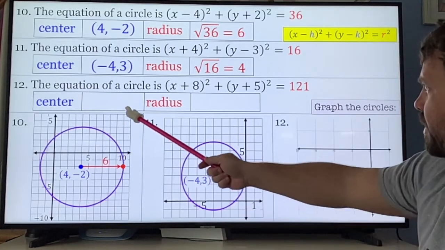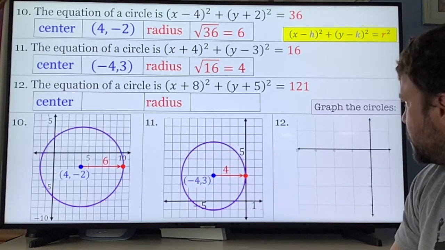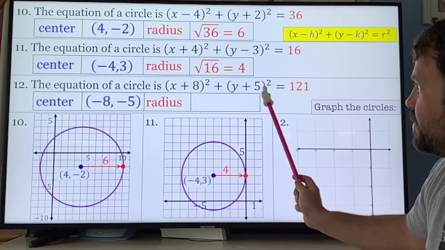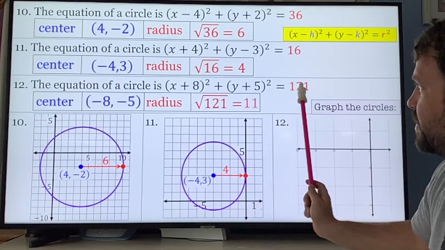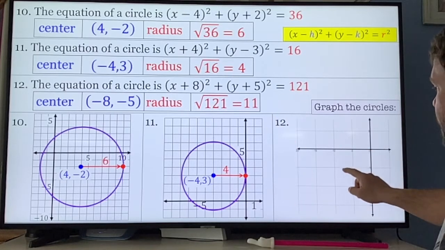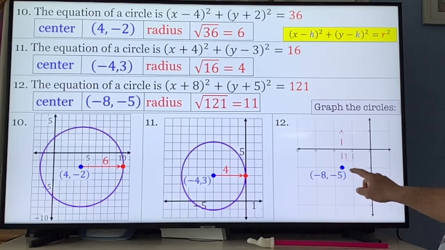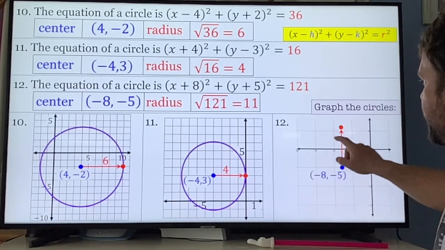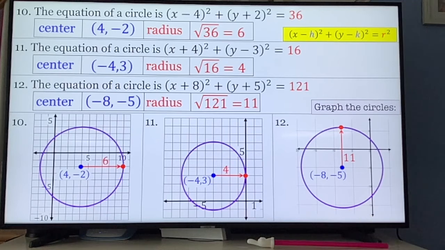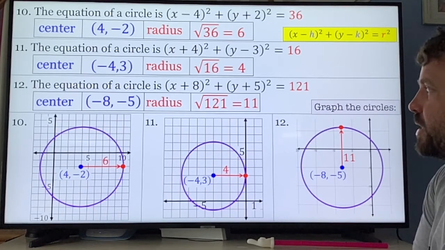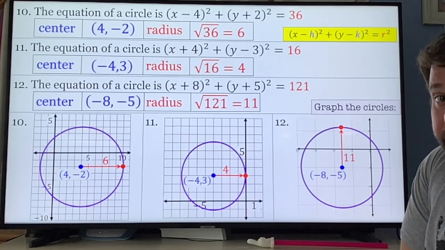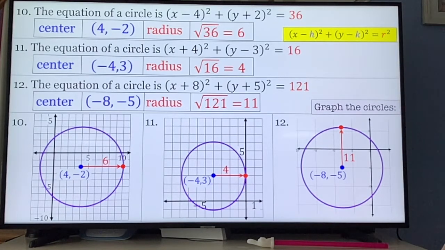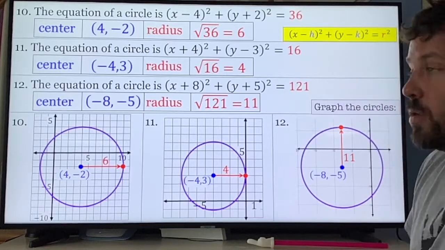All right. Problem number 12. Center. Negative 8, negative 5. Radius, square root of 121 is 11. Negative 8, negative 5, right? 11. So you can move. Look at that. I went up there that time. 11 this way, 11 this way, 11 this way, and then you draw your circle. Right? So if those are what your three circles look like, you are doing great. If not, practice them again. Make up your own problems, do that. Look on vision, all those fun things.